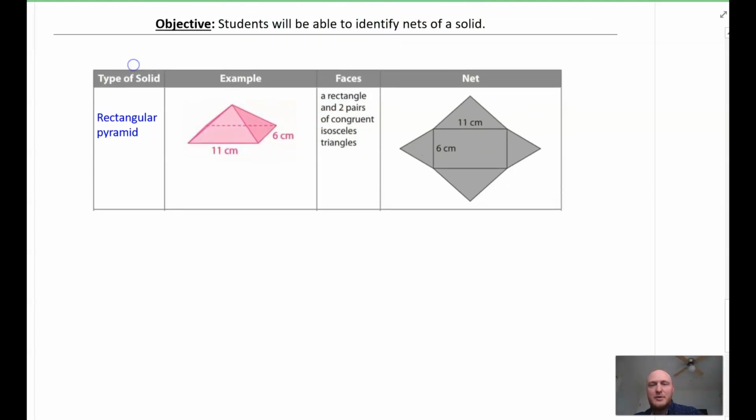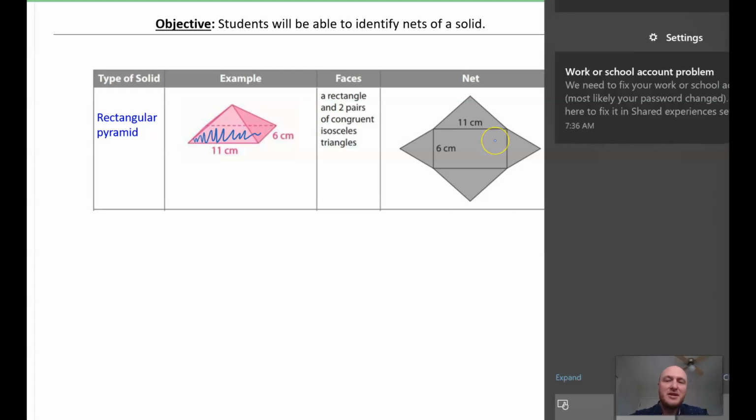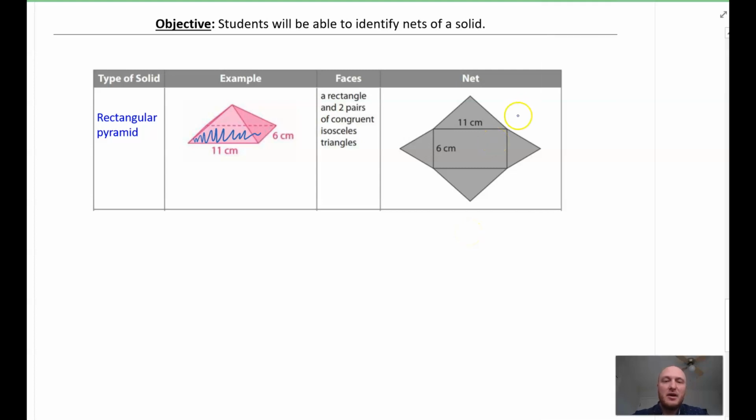Second to last one here, I have a pyramid, and what type of pyramid? Well, what is the base? It's a rectangle. So this is a rectangular pyramid, and if we opened it up like this, we would have our net. So here is our net: a rectangle and 2 pairs of congruent isosceles triangles. You can get very detailed if you want.